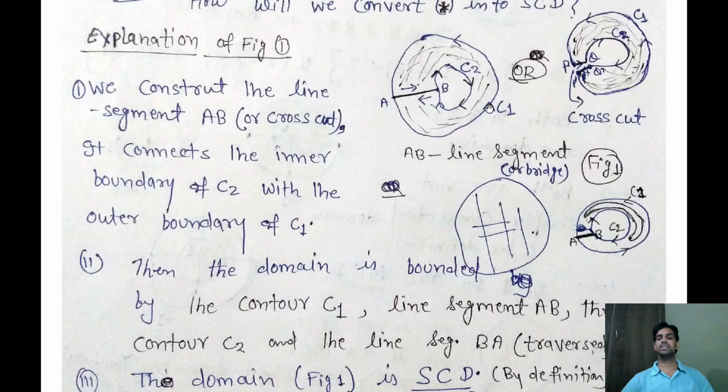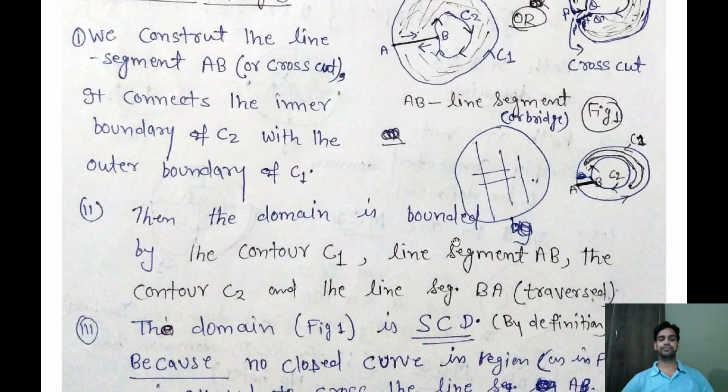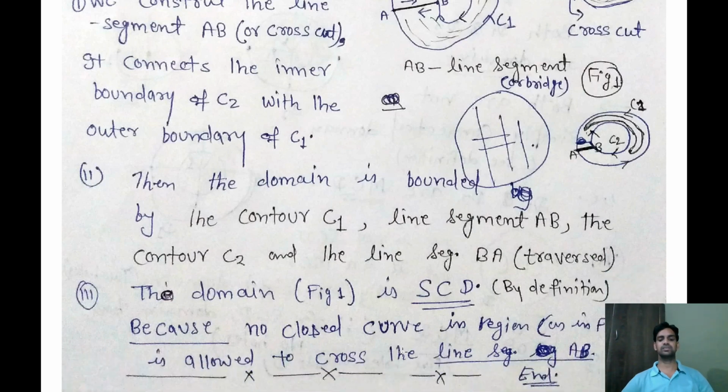This domain is a simply connected domain. Why? Because if we take any simple closed contour inside this, then we can shrink that contour to a point, and that point also lies inside that domain. So this domain is a simply connected domain. Now we are taking this also. This is a simply connected domain.